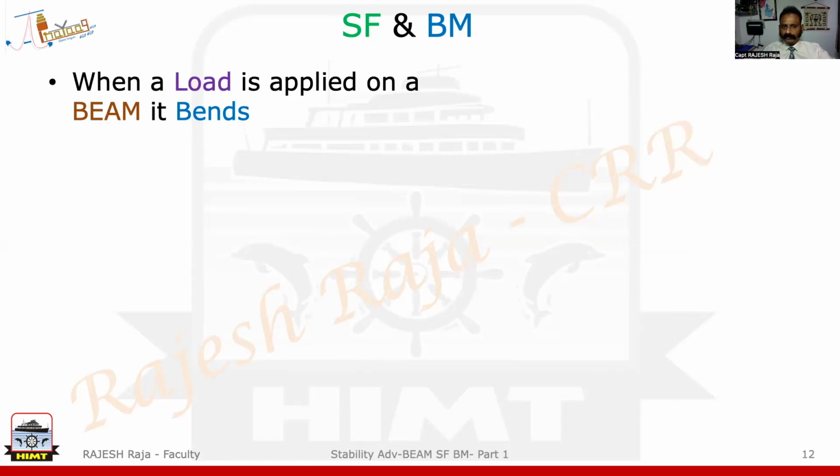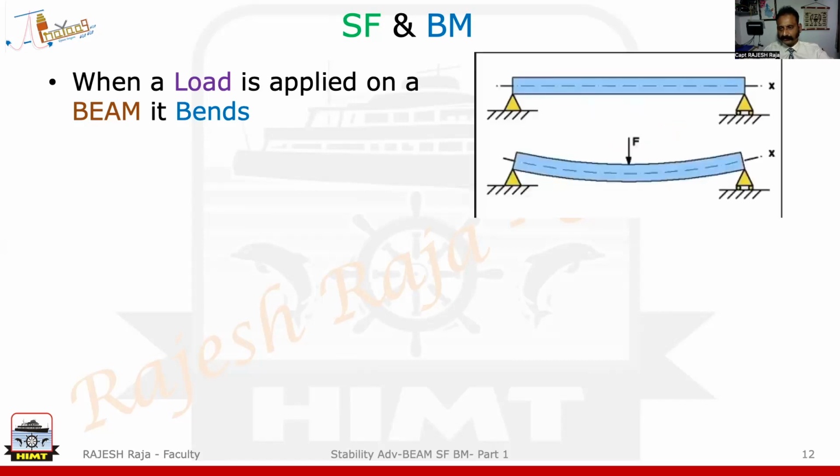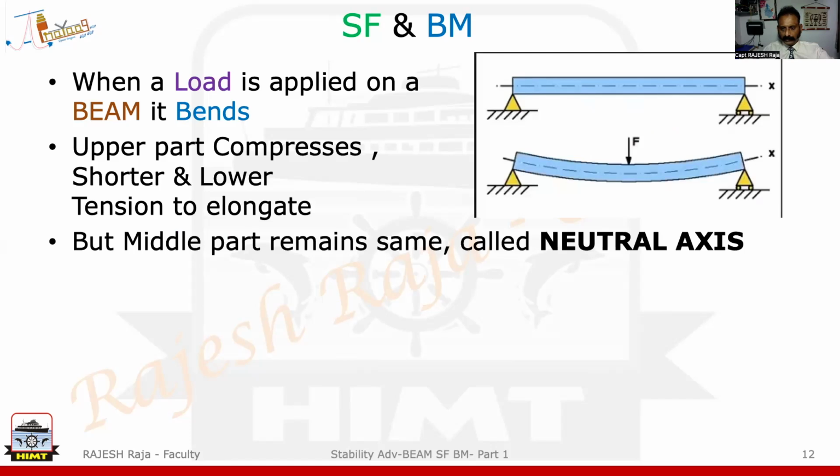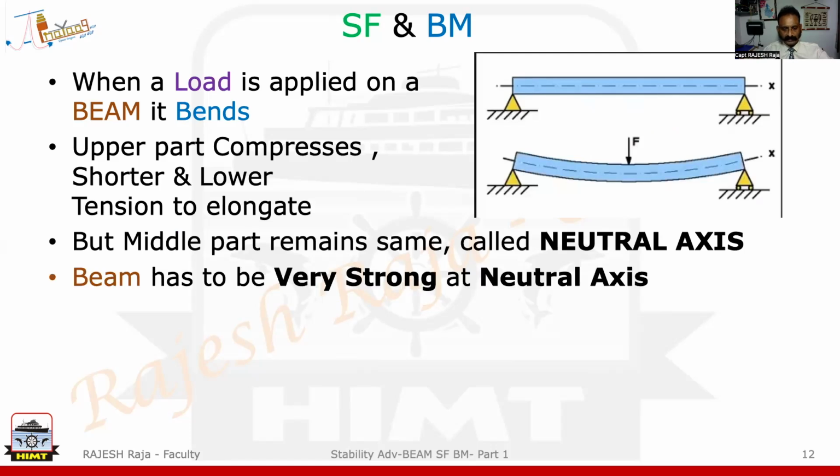Now, whenever a load is applied to a beam, let us say you put a weight or it has got its own weight, it bends. Please remember it bends. So I've shown you a simply supported beam and you try to put a force on the middle, it will bend. Now what happens is the upper part is compressing, becomes shorter, the lower part tries to elongate and becomes longer. But the middle part, please remember, exactly the middle part is called the neutral axis. And this neutral axis has to be strong for that particular beam to survive these stresses for a long time.